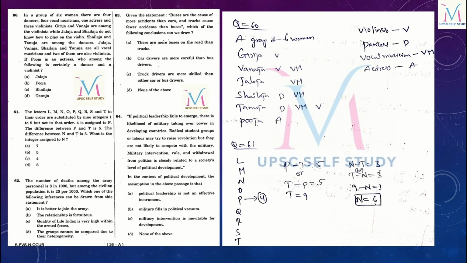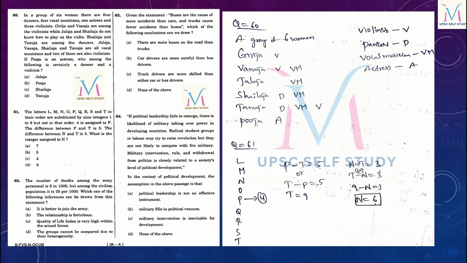We get D, Tanuja. Tanuja is a dancer and a violinist also. Lastly, it is asked who among the following is certainly a dancer and a violinist. If we look back to the solution box, Tanuja is a dancer and violinist. So I hope you are clear with this. For question number 60, the answer is D, Tanuja.